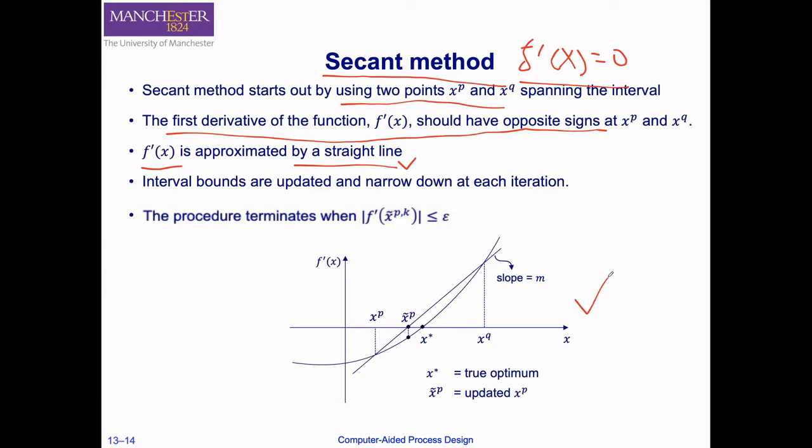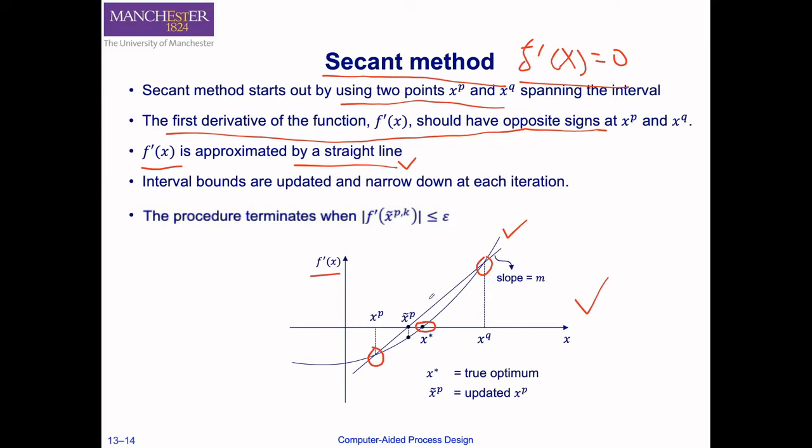Let's look at this figure. In this figure, the first derivative of a function f(x) is described using this curve. We want to find the root of the equation f prime x is equal to 0, that is x star, in this figure. We take any 2 points P and Q on the curve and make sure the first derivatives at these 2 points P and Q have opposite signs.